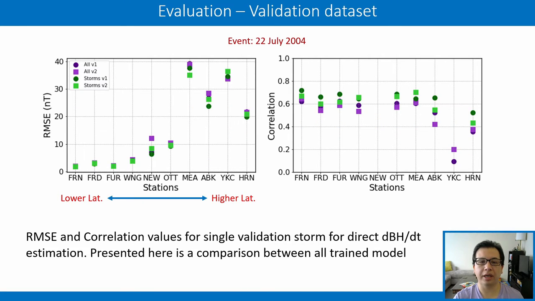So what we are looking at here is a single storm. The event occurred on July 22nd, 2004, and the figure shows again root mean square error and correlation for all the four different models that we are comparing.